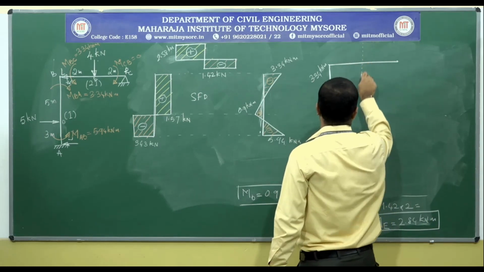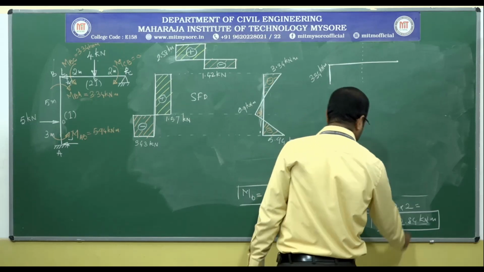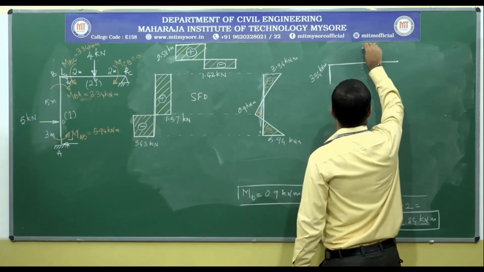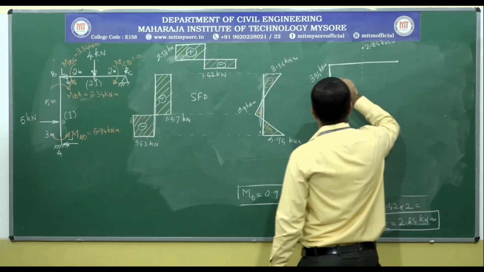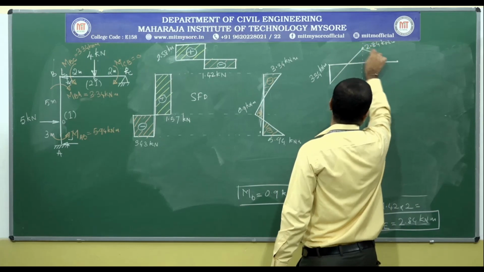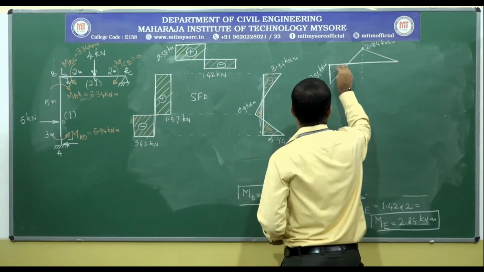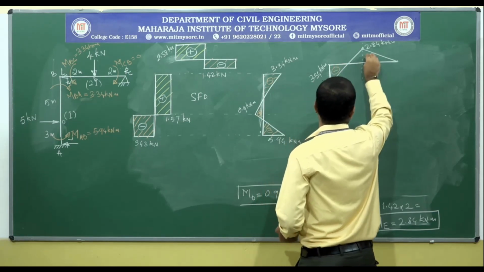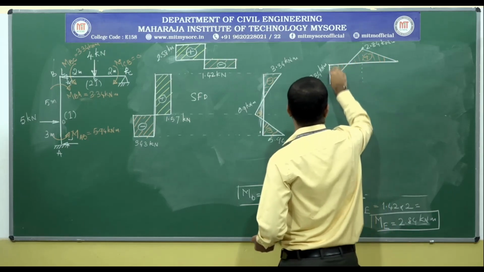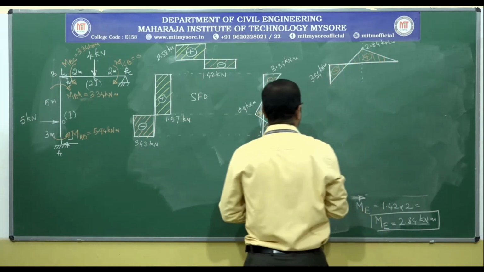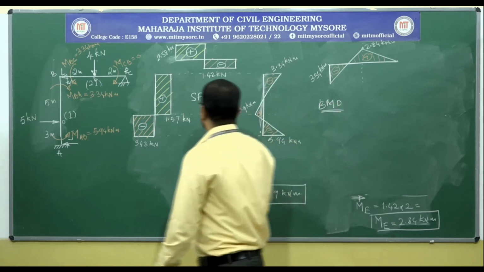But under the point load we have a positive moment of 2.84, that is 2.84 kilonewton meter. Because of the point load, the variation will be linear. So this is a negative moment and this is a positive moment. Both together, this is the bending moment diagram.